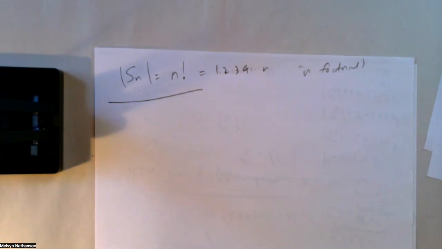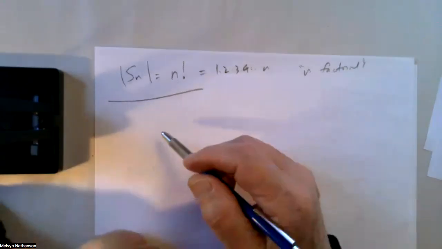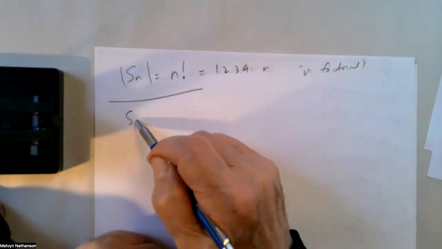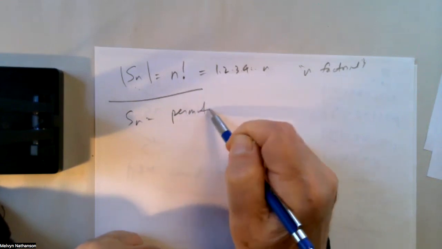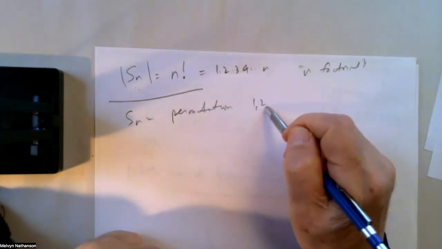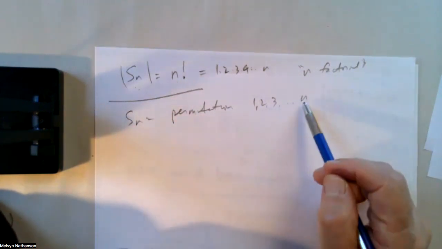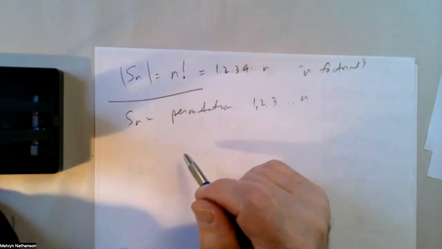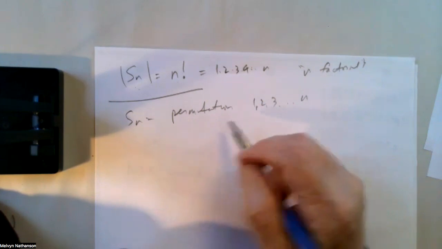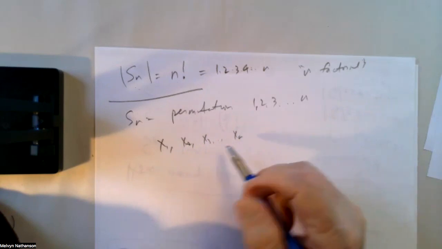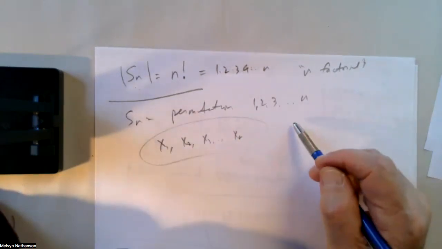And so let's say I want to prove this, and I'm going to prove it by proving something slightly more general. So Sn is the set of permutations of the numbers from 1 up to n. But instead of the numbers from 1 up to n, you can think of a set where you have n different objects, x1, x2, x3 up to xn, and a permutation is just some arrangement of them.